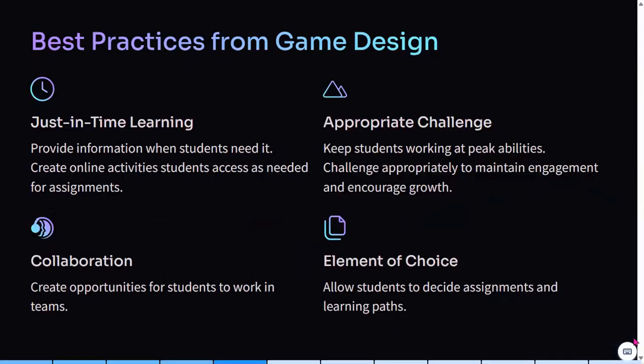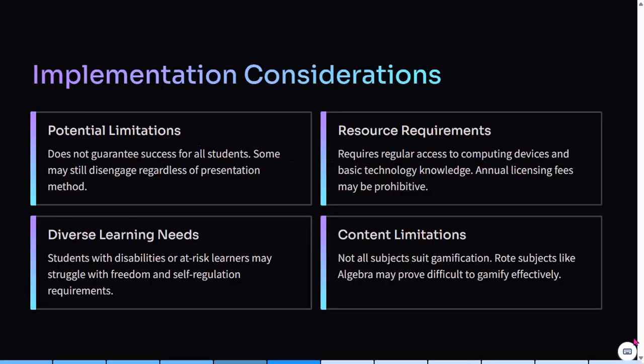Some best practices from game design would be just-in-time learning, giving them access when they need it, making sure they are appropriately challenged and pushed, using collaboration to foster not only competition but also growth in peer groups, and giving students choice to give them a chance to take ownership in their own learning.